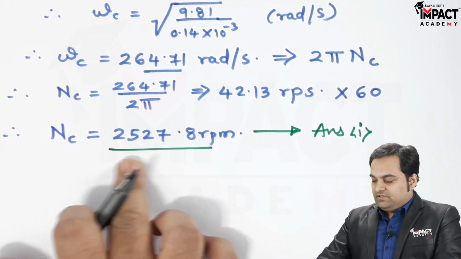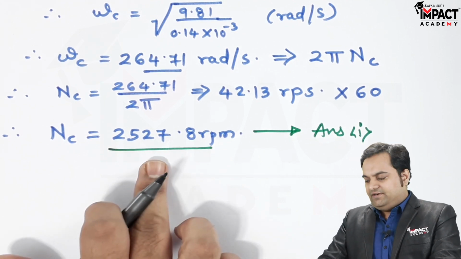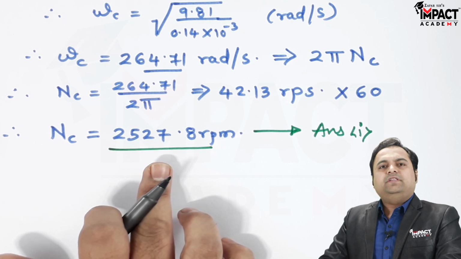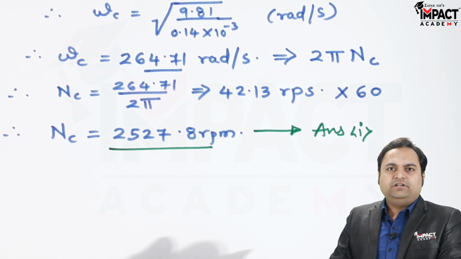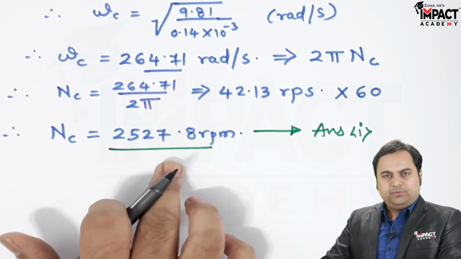It means this is the critical speed, and the shaft should not be operated at this speed, because at this speed the amplitude of vibration will be maximum and the shaft will ultimately break. So this is the speed at which it should not be operated.